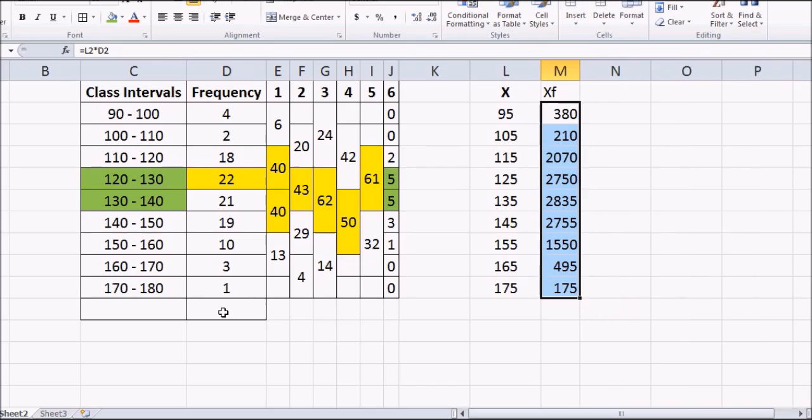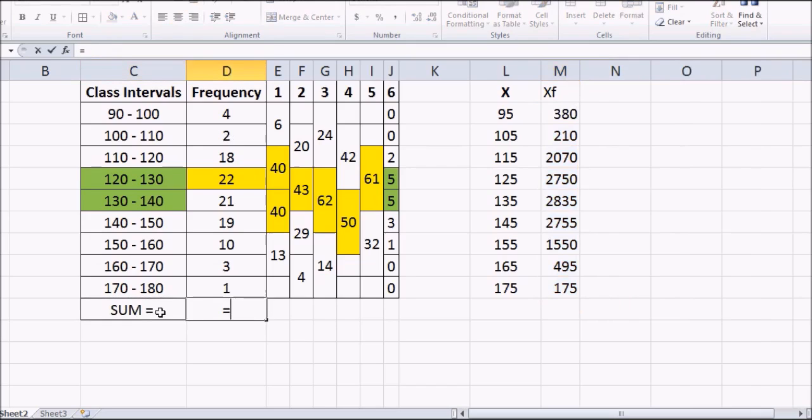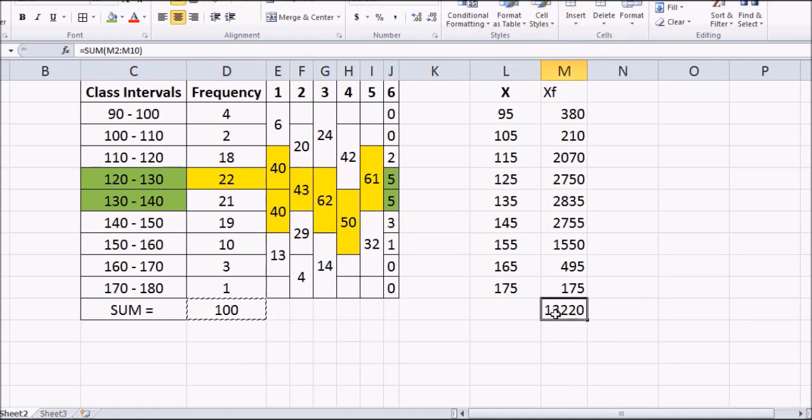So then sum the frequency. Let me find the sum of the frequency from 4 down to 1, and we see the sum is 100. And also we need to find the sum of x multiplied by f. X multiplied by f is given by 13220.